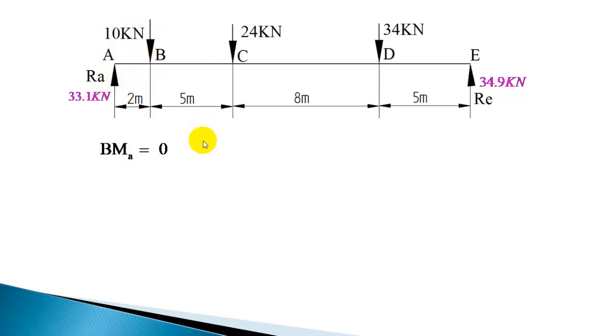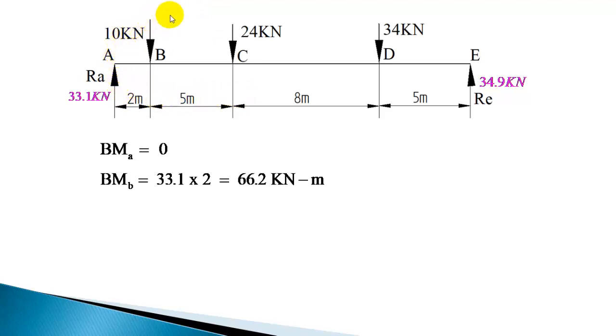Okay. So bending moment at A is 0. Bending moment at B is 33.1 into 2, that is 66.2 kilonewton meter. Because it's producing clockwise rotation, the bending moment is positive. Now bending moment at C is going to be 33.1. This is producing a clockwise rotation and the distance is 7.